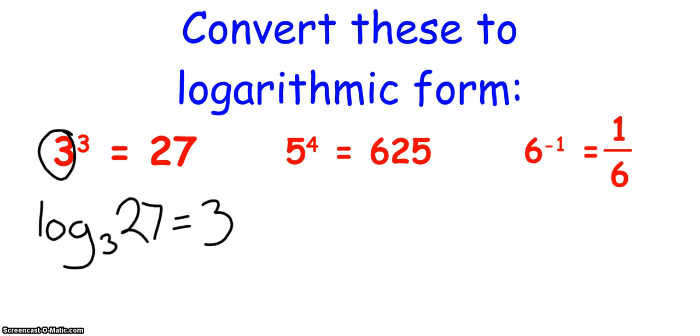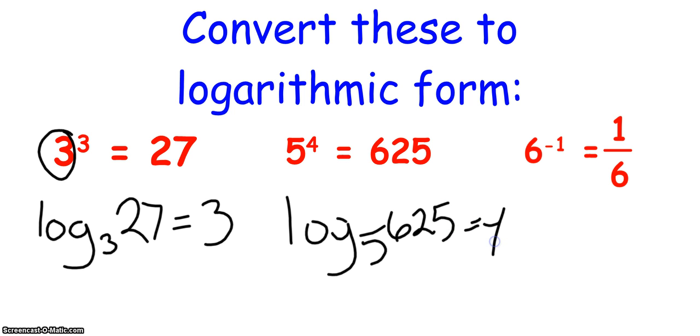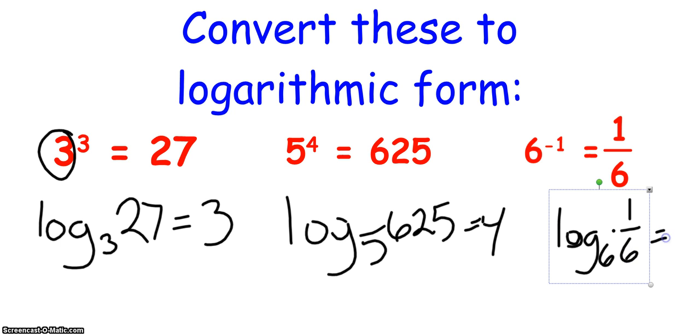Okay, one more to go after this next one. Log base 5 of 625 equals 4. Last one, here we go. Log base 6 of 1/6 equals -1. It doesn't matter that we have a fraction. Everything works out just the same. So, as you continue to do these, keep these tricks in mind.